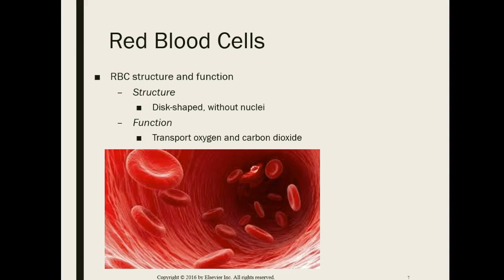So the structure and function of those red blood cells: they're a disc shape. There are no nuclei in these cells. I think of them as little donuts, but they don't have a hole in the middle. Their function is to transport oxygen and carbon dioxide.